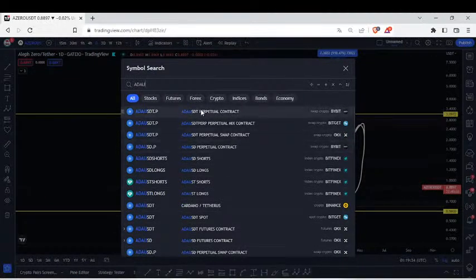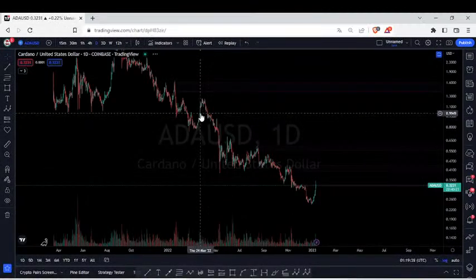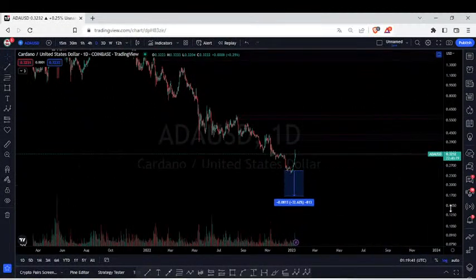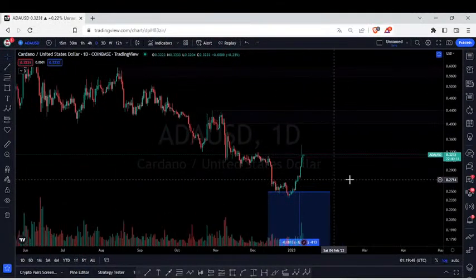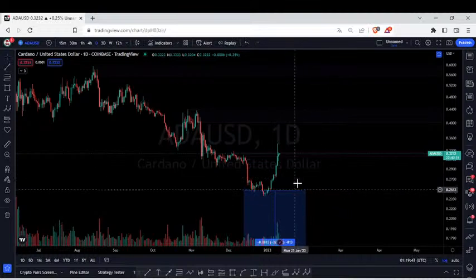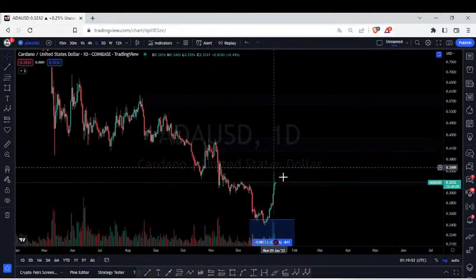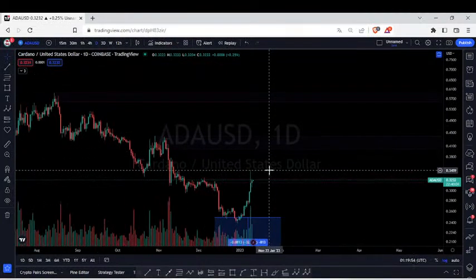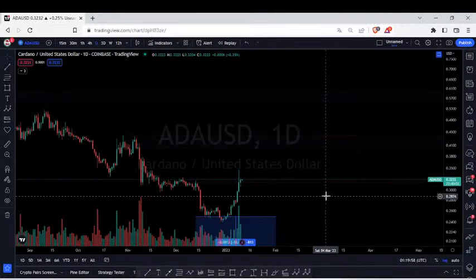ADA. ADA is something that I'm looking to short. Not just yet, but very soon. I think it's going to go and fill up the gap which it left at 34.50s. Going to fill it up and then come back down.